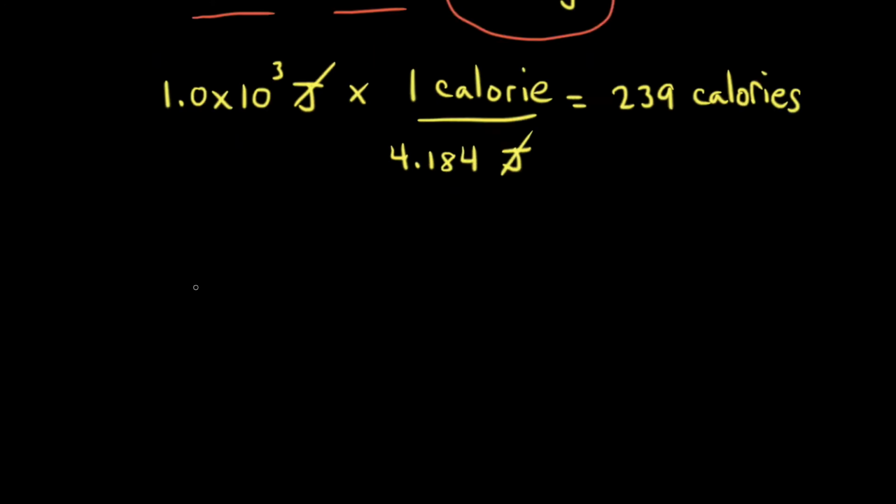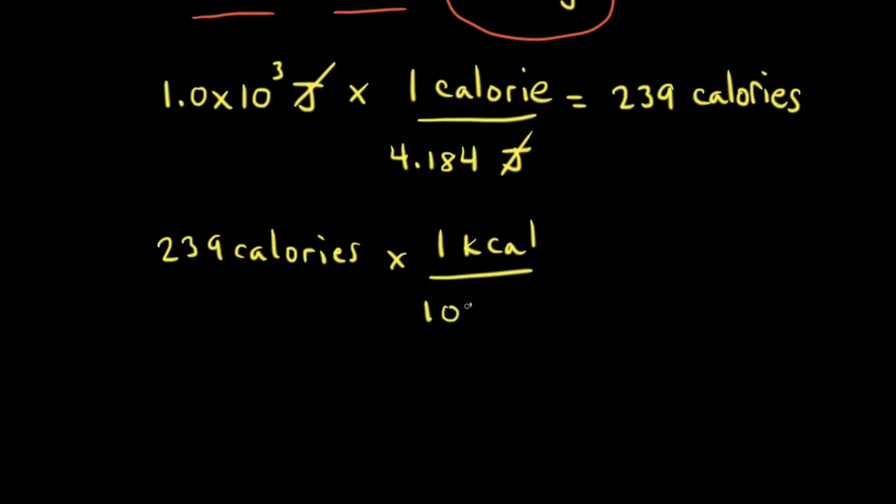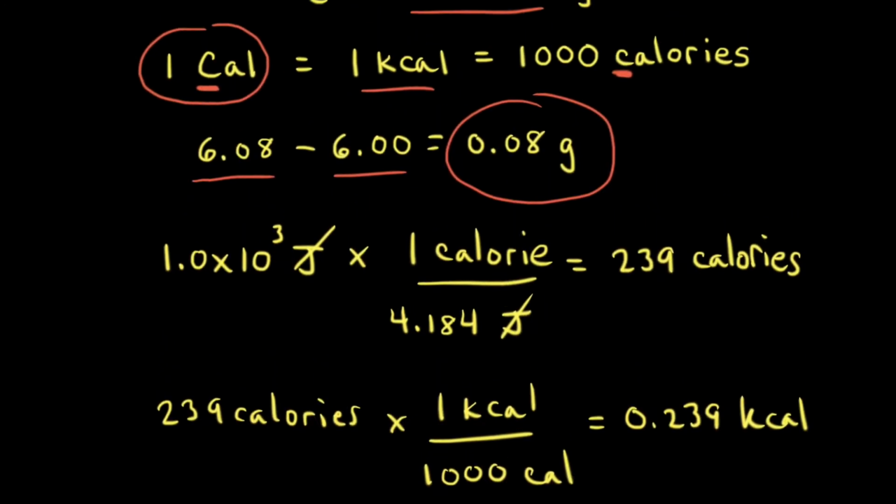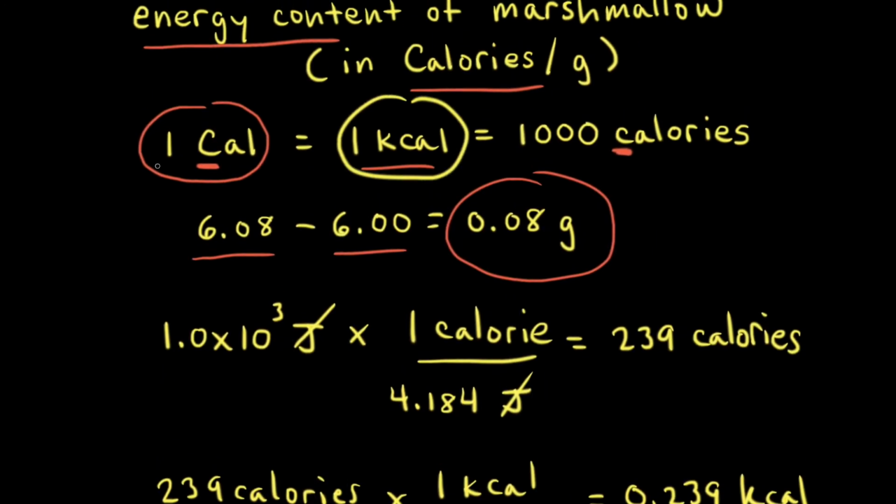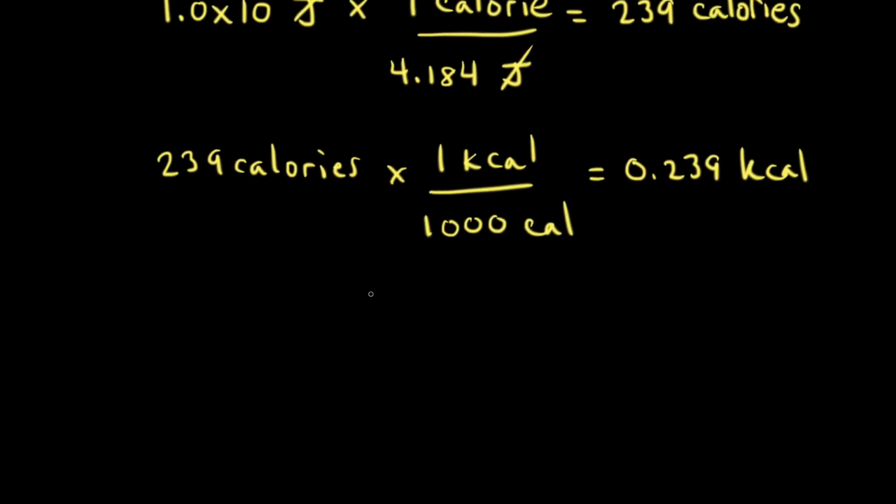Next, let's convert 239 calories into food calories. So first, let's take 239 calories, and we can multiply by the conversion factor of 1,000 calories with a lowercase c for every 1 kilocalorie, and that's going to give us 0.239 kilocalories. And going back up to our chart, remember, 1 kilocalorie is equal to 1 food calorie with a capital C. Therefore, we have 0.239 kilocalories or 0.239 calories with a capital C, which is a food calorie.